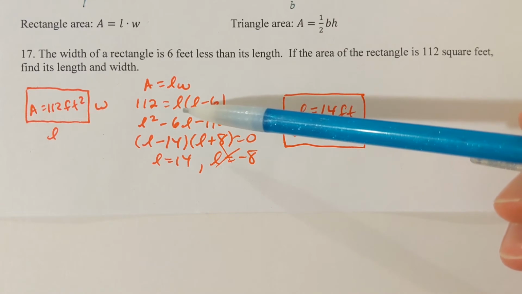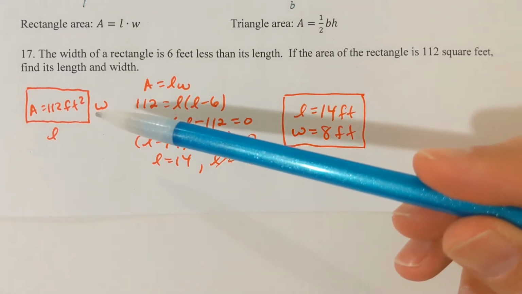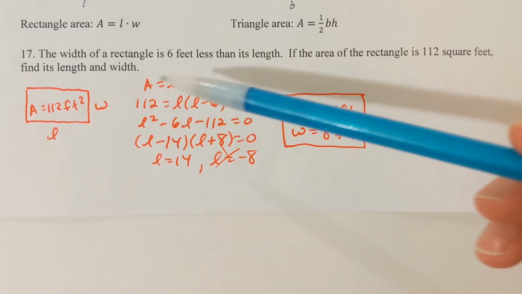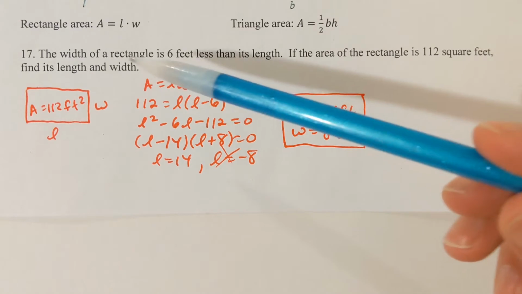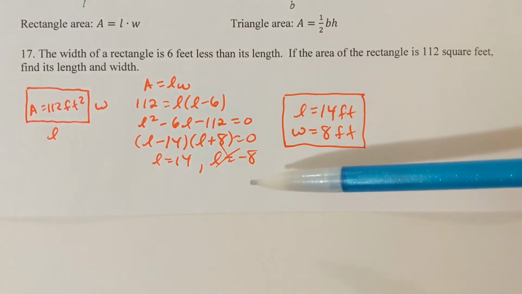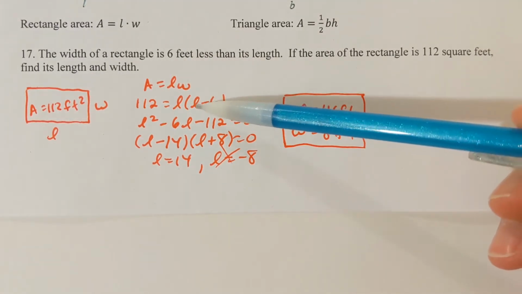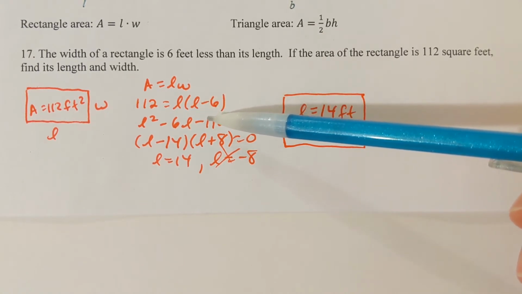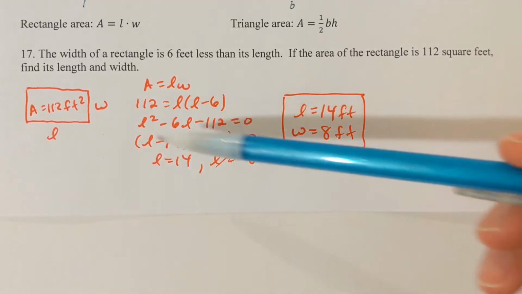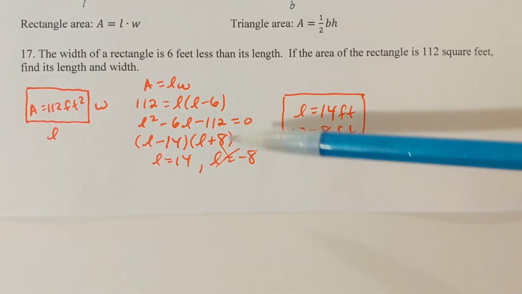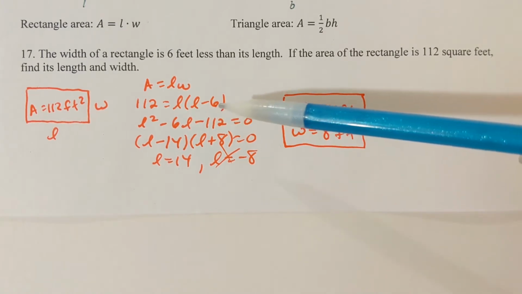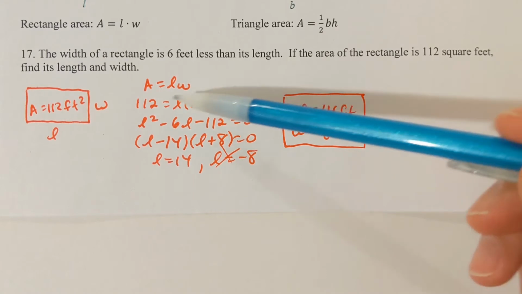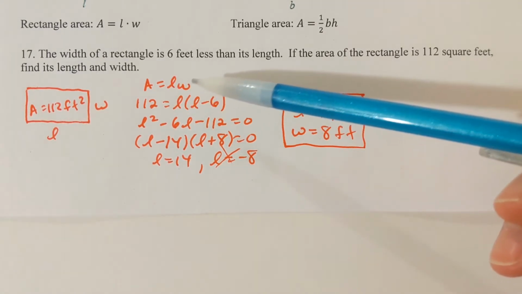Now, we don't know the width. We don't know the length either, right? But we are told some information here that the width of the rectangle is 6 feet less than its length. Okay, so whatever the length is, 6 feet less than that would give me the width. That means W is equal to L minus 6. So I'm using this formula here, area equals length times width, but for the width, I'll write L minus 6. That way everything is in terms of L, and I don't have L and W floating around.